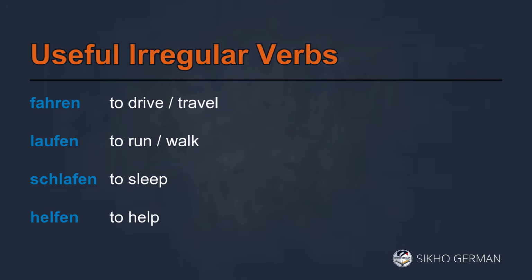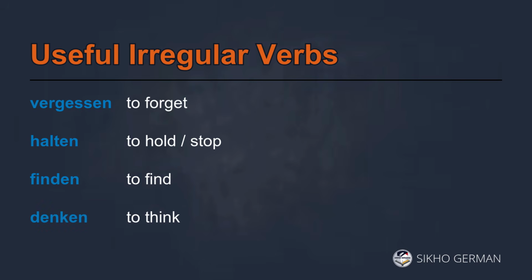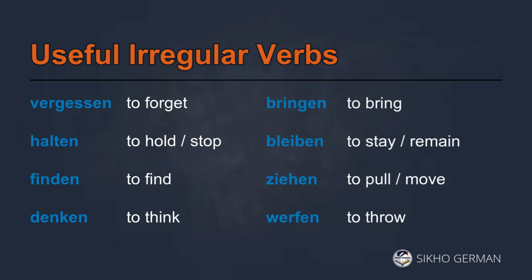Schlafen, to sleep. Helfen, to help. Treffen, to meet. Lesen, to read. Tragen, to carry or wear. Waschen, to wash. Vergessen, to forget. Halten, to hold or stop. Finden, to find. Denken, to think. Bringen, to bring. Bleiben, to stay or remain. Ziehen, to pull or move. Werfen, to throw. With these 24 irregular verbs, plus the patterns you learned, you can handle most German conversations.